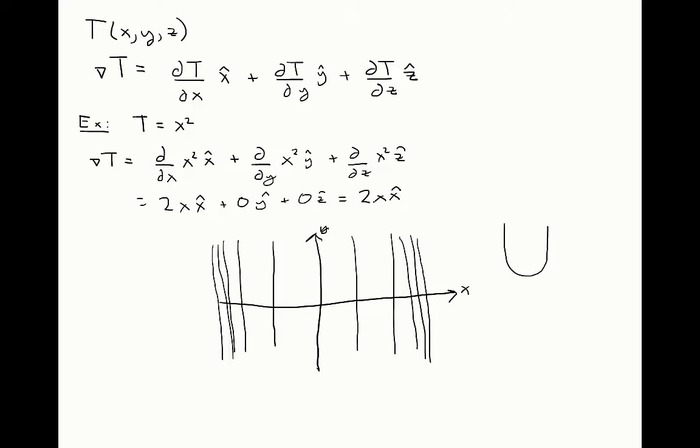What does our gradient look like? So when x is positive, it points to the right in the positive x hat direction. When x is negative, it points in the negative x hat direction. And the further away from x equals 0 you get, the larger it gets. So you see that the gradient is always pointing up the slope, and that it gets larger when the slope gets steeper.